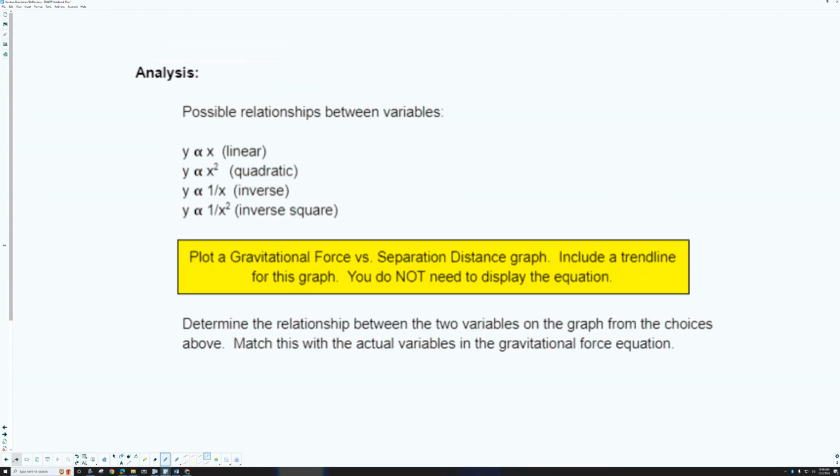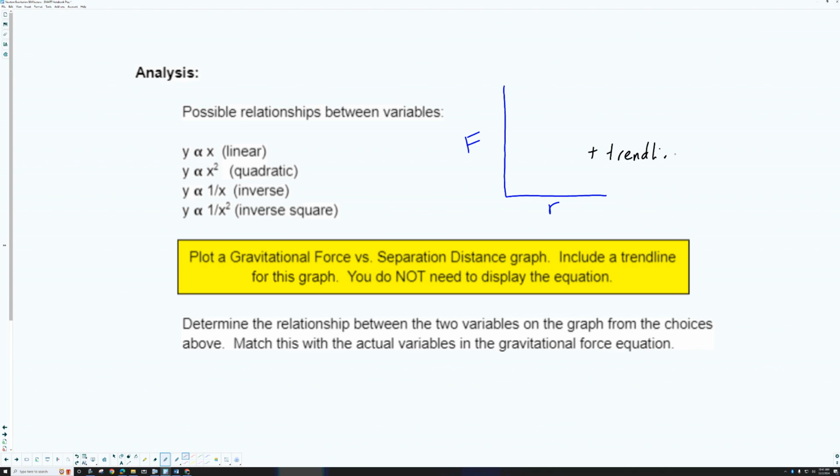Now, last time you did a lab, you had it in last week, got it back over the weekend, you had to find some relationships. The relationships are either linear, quadratic, inverse, or inverse square. What you're going to do first in your analysis is plot a graph of force versus separation distance. I'm not going to show you what the shape of that graph is going to be, but you are going to plot it, and you're going to plot a trend line.